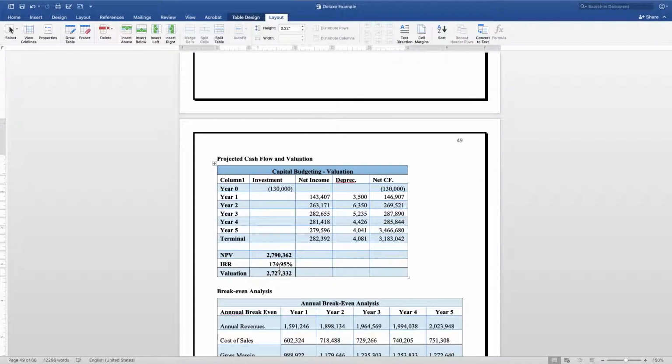That just gives you an idea that if you can achieve these cash flows based on your discount rate, the valuation is going to be approximately $2.7 million. So it can be a little bit deceptive to say the least. However, it does give you, like I said, kind of an idea of where to go with it.